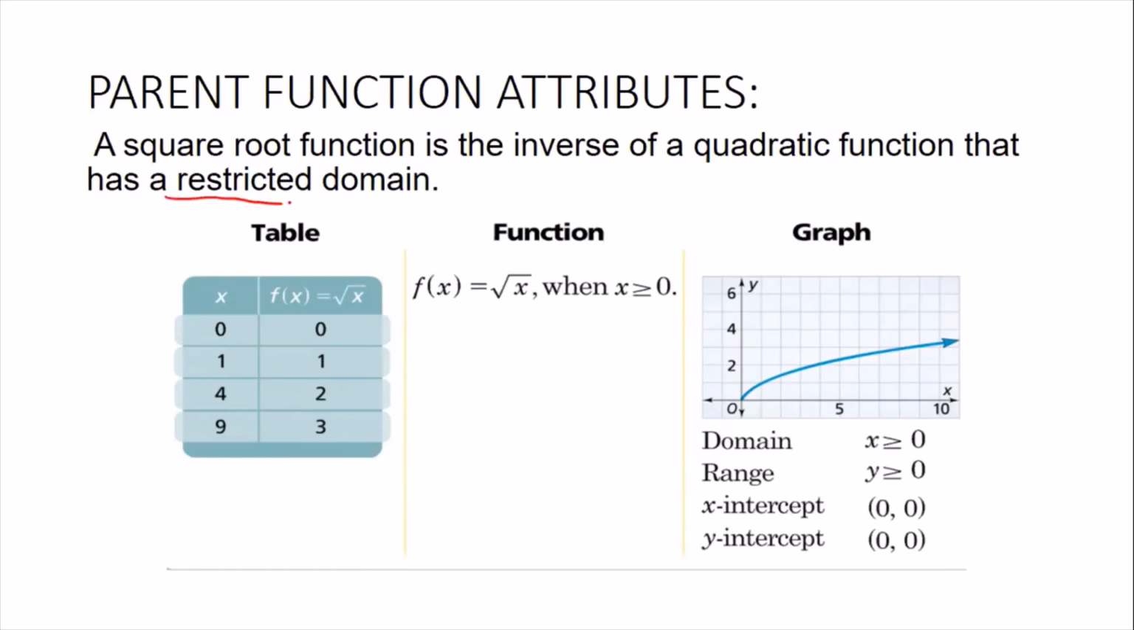Here is the restricted domain. If we didn't restrict the domain, it wouldn't be the square root function. It would just be the square root relation, and that's because it would fail the vertical line test.